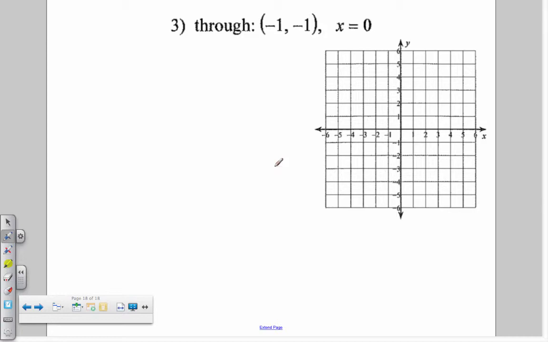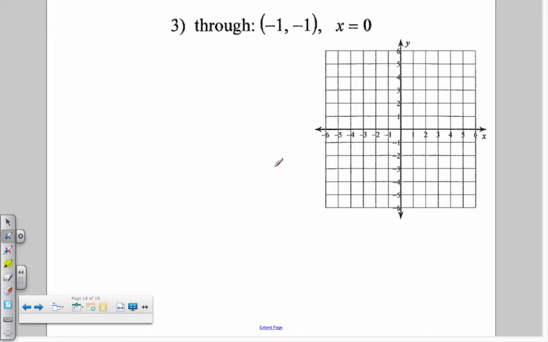Okay, so the second problem I'll do is problem number 3. And notice that I put a graph here, and that's kind of to show you something. Number 3 is a little bit different. I'm going through the point negative 1, negative 1, and my line is the line x equals 0. So this is not in the traditional y equals mx plus b form that I'm used to seeing. This is an x equals 0. I know that x equals are always vertical lines.